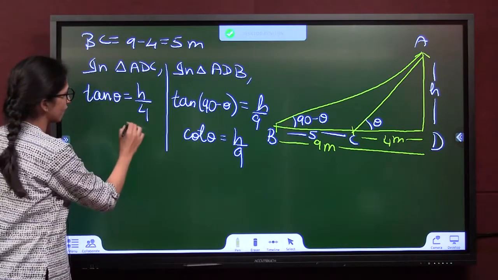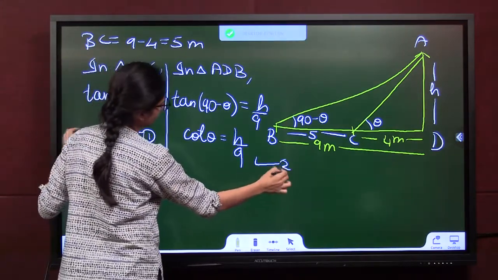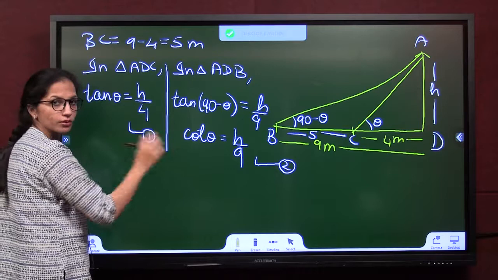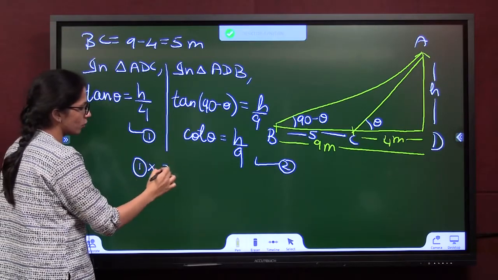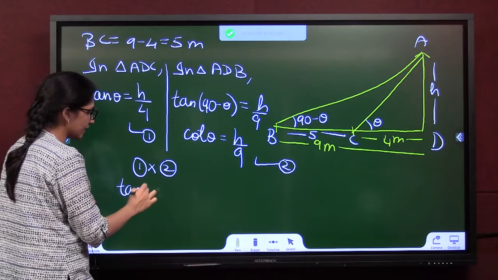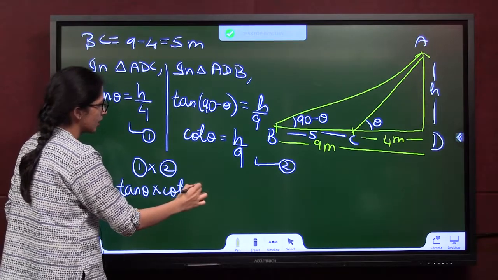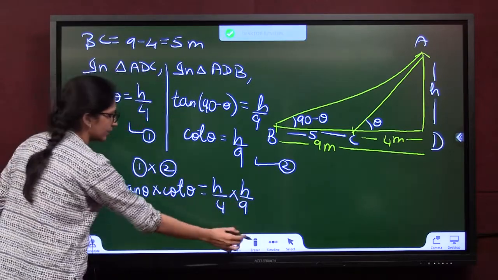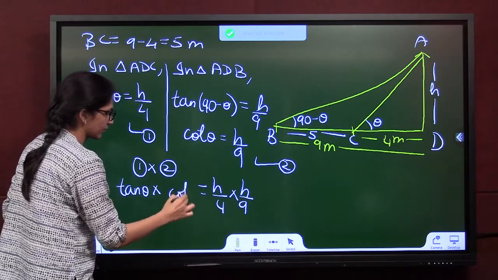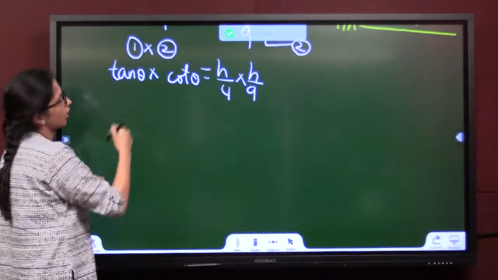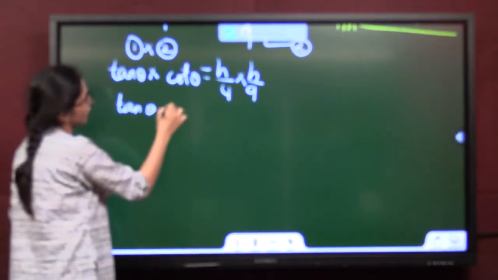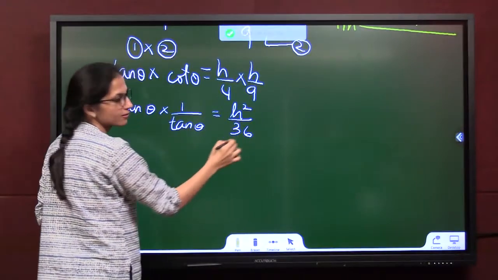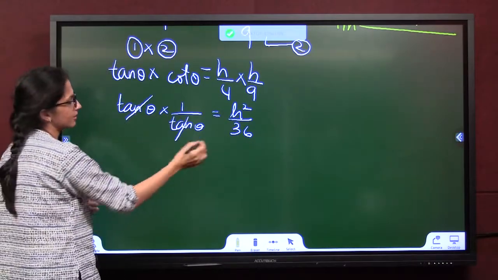That is also fine. So I will multiply these two. One method is multiply these two. Other method is write cot theta as 1 by tan theta. Then substitute. That is also fine. Okay, I am choosing to do 1 into 2. Tan theta into cot theta is h by 4 into h by 9. Cot theta is nothing but 1 by tan theta, so it is equal to h square by 36. Tan theta cancels. 36 goes up.